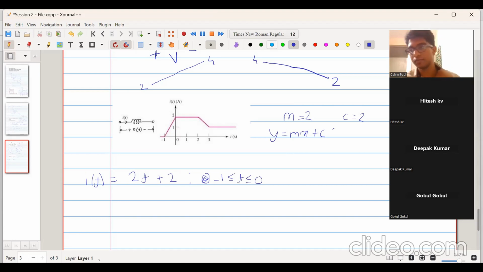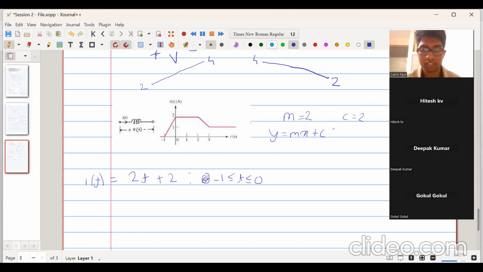Is this clear? Yes, sir. So we can also verify whether it is correct. We put t equal to -1 and substitute here, so it will be -2 plus 2, which is 0. That means the inductor current is 0. Similarly, at time t equal to 0, it will be 2 into 0, that is 0, plus 2. So at t equal to 0, the current is 2 ampere. That means the equation we have written is correct for this curve.